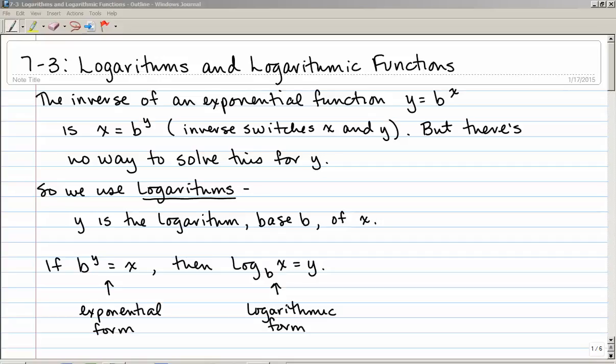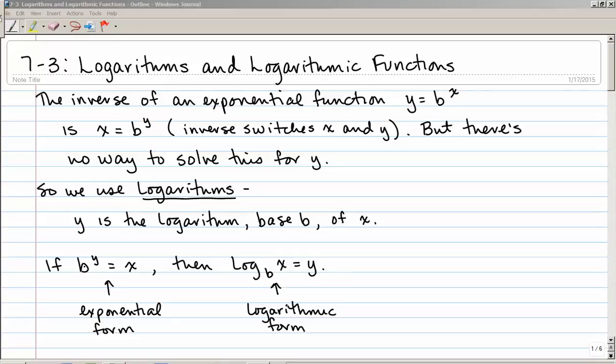So we use something called logarithms. We say that y is the logarithm base b of x. So here's a little explanation of that. If b to the y is equal to x, notice that's the same thing we had up here, b raised to the power of y is equal to x, that's exponential form, then the log base b of x is equal to y. We read that as the log base b, written as a subscript, of x is equal to y.